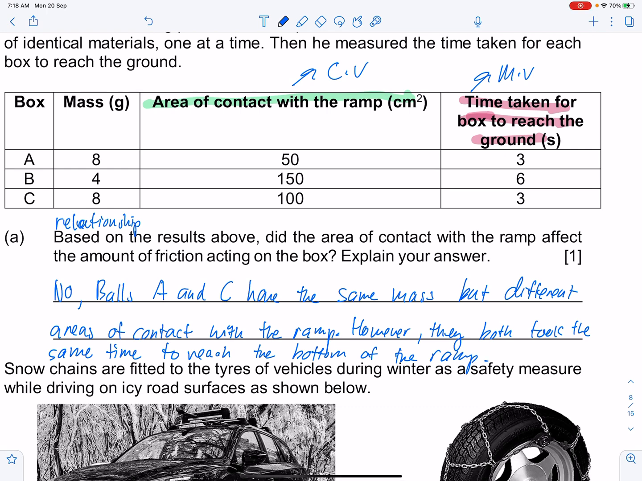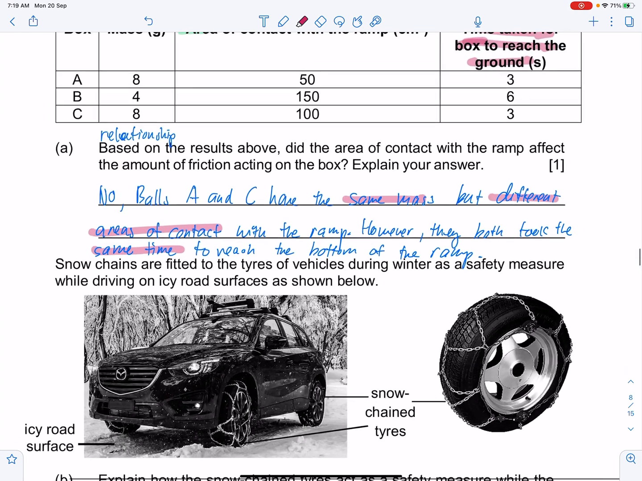So it's important to state evidence. Okay, so this is your evidence. Same mass but different areas of contact, same time. So this proves that it doesn't affect it at all. Okay, next.